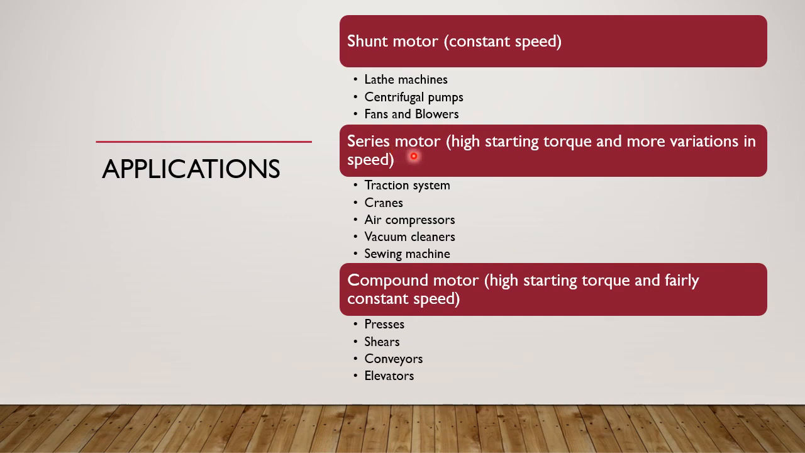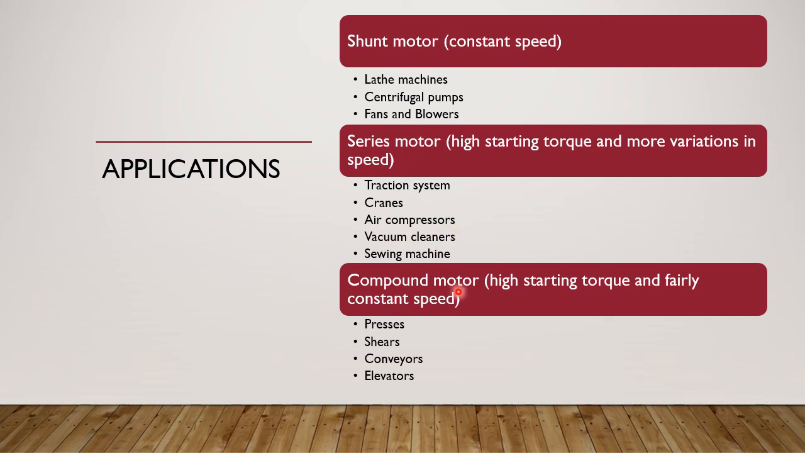The next one is the series motor. The series motor has the characteristics of high starting torque and more variation in speed. In the shunt motor the speed is constant, whereas here the variation in speed is more. So series motors are used in traction systems, trains, cranes, air compressors, vacuum cleaners and sewing machines.